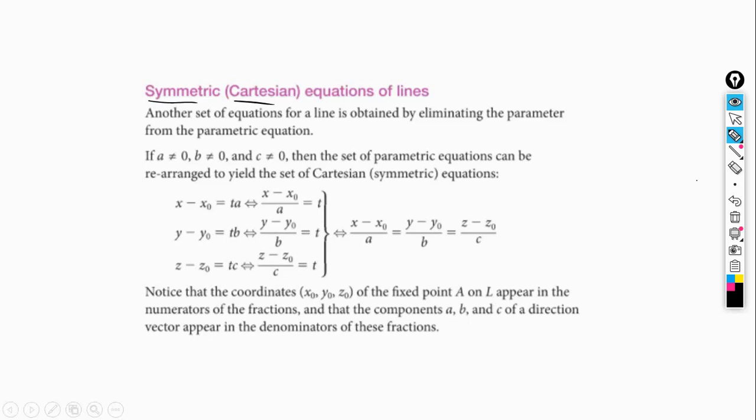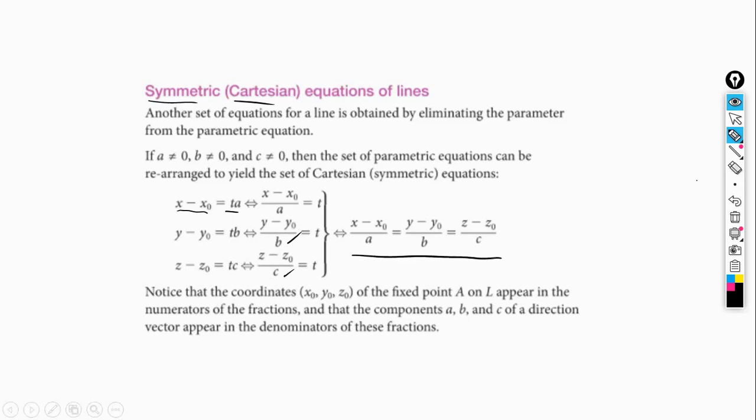So notice that we have that x minus x sub 0 is equal to t times A, therefore t is equal to (x minus x sub 0) over A. And then in a similar fashion, we also have that t is equal to (y minus y sub 0) over B, and we have that t is equal to (z minus z sub 0) over C. Now, obviously, because these three equations are equal to t, they also equal each other.